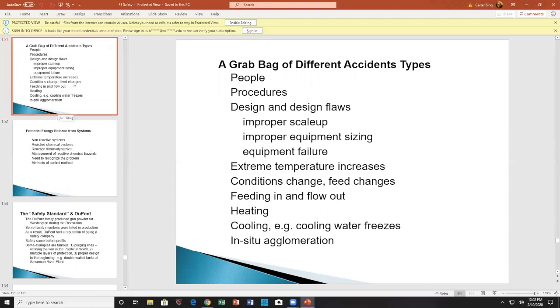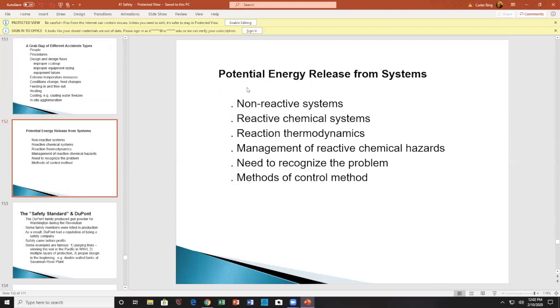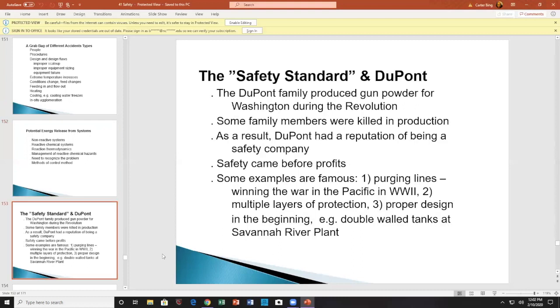So what do we got here? We have potential energy releases from systems, non-reactive, reactive, recognize the problem, methods of control. Standards: DuPont is notoriously famous for their safety standards. This comes from the Revolutionary War, I think. They were making gunpowder for George Washington, and some family members were killed in the production, so DuPont decided to become a safety company. Safety came before profits.